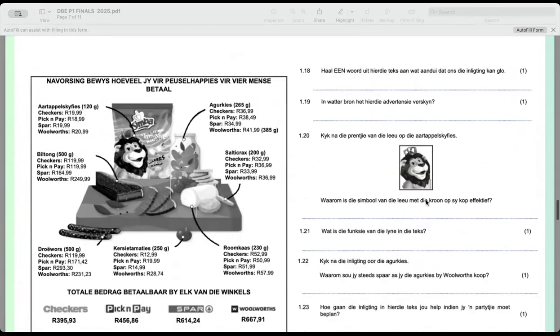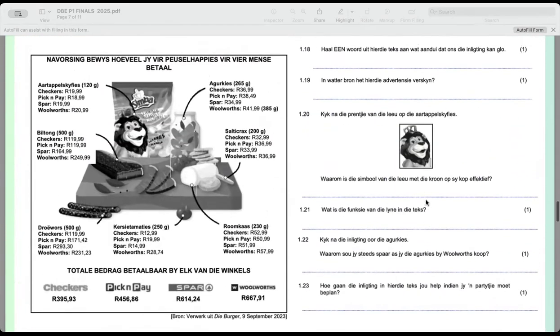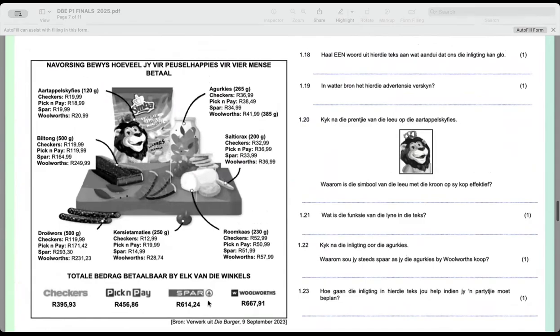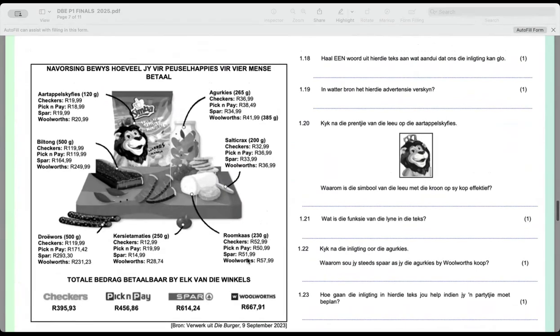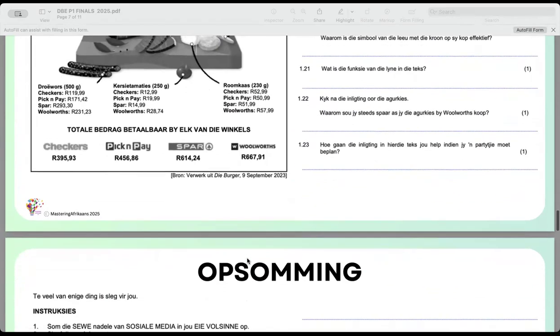And then the rest of it was comprehension questions. This was another advertisement. It was more about comparisons because you can see here they had all the different places, but it was very much about comparing prices at all the different places. So this almost was like an infographic more than an advertisement.